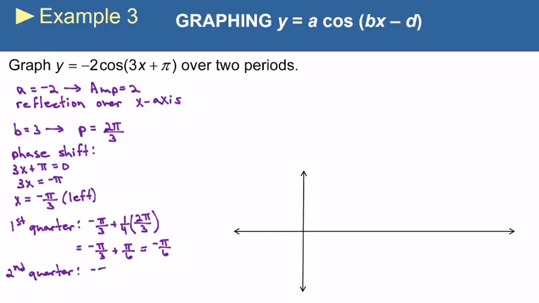So we'll take our first quarter mark, add another 1/4 of a period to it, and this time we end at 0. That's going to mean that our second quarter mark is going to go right on the axis.